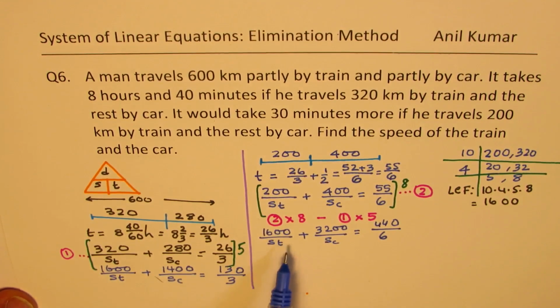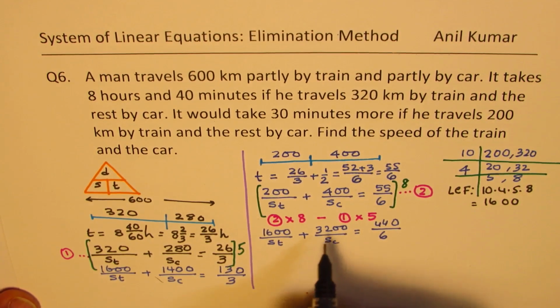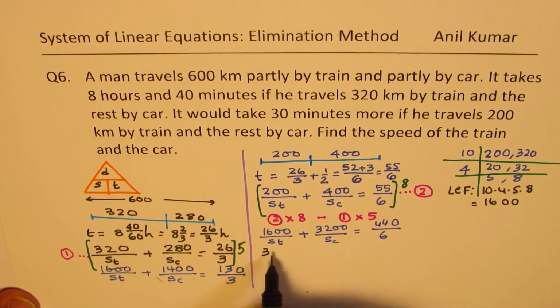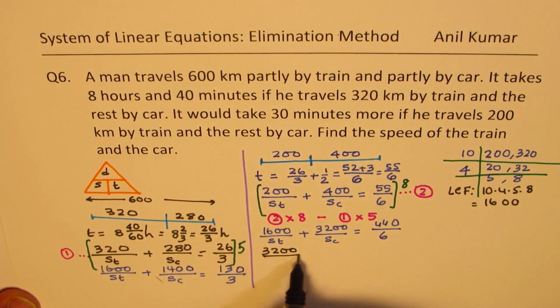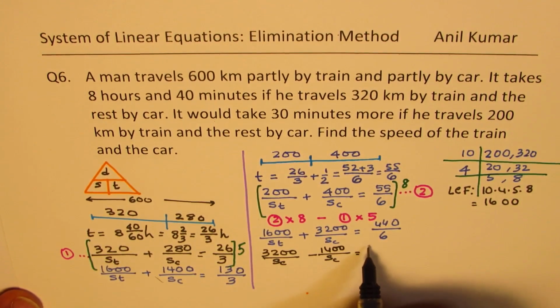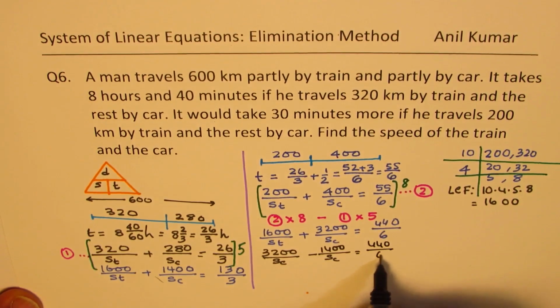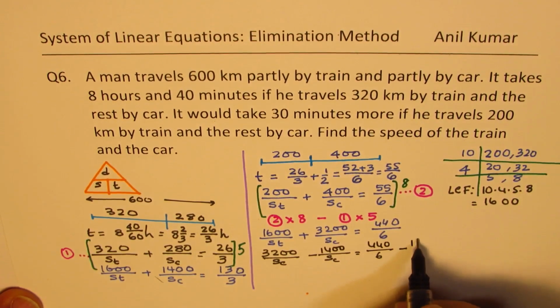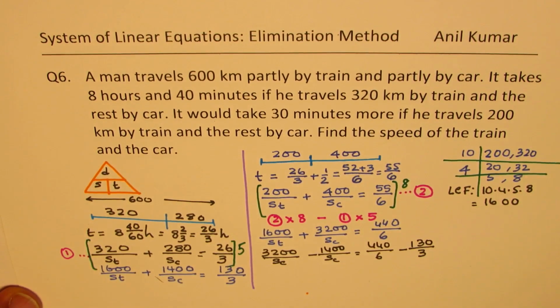Now we have to take away from this equation that equation. Correct? What do we get? 1600 over speed of train cancels. And here you get 3200 over speed of car minus 1400 over speed of car equals 440 over 6 minus 130 over 3. Clear? Right?